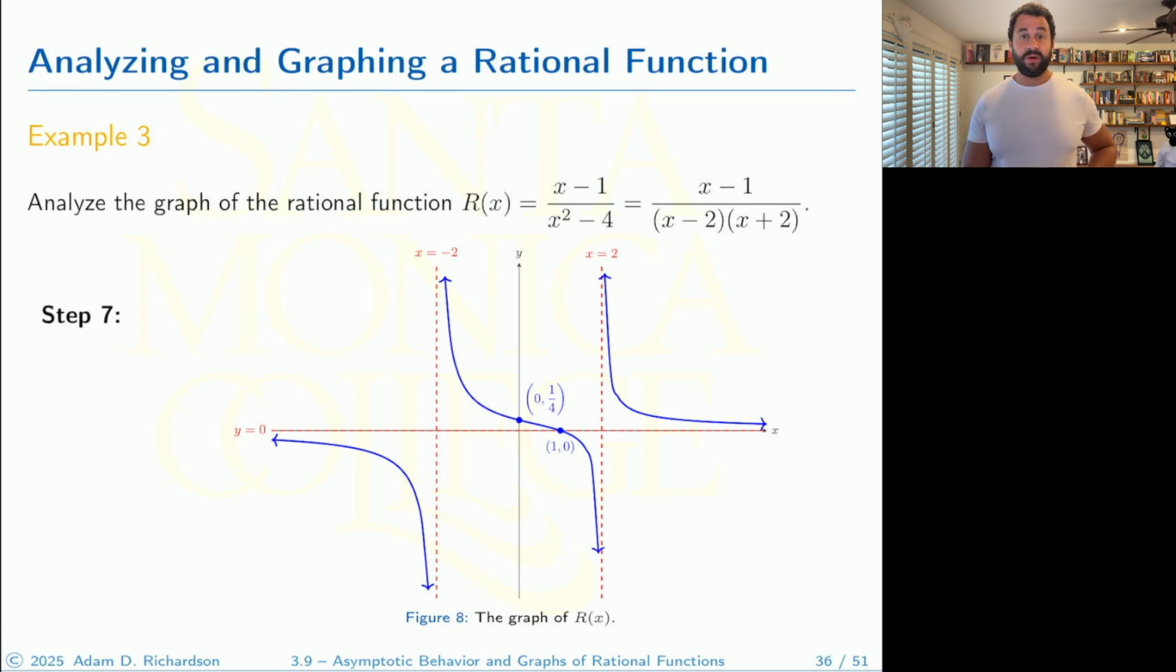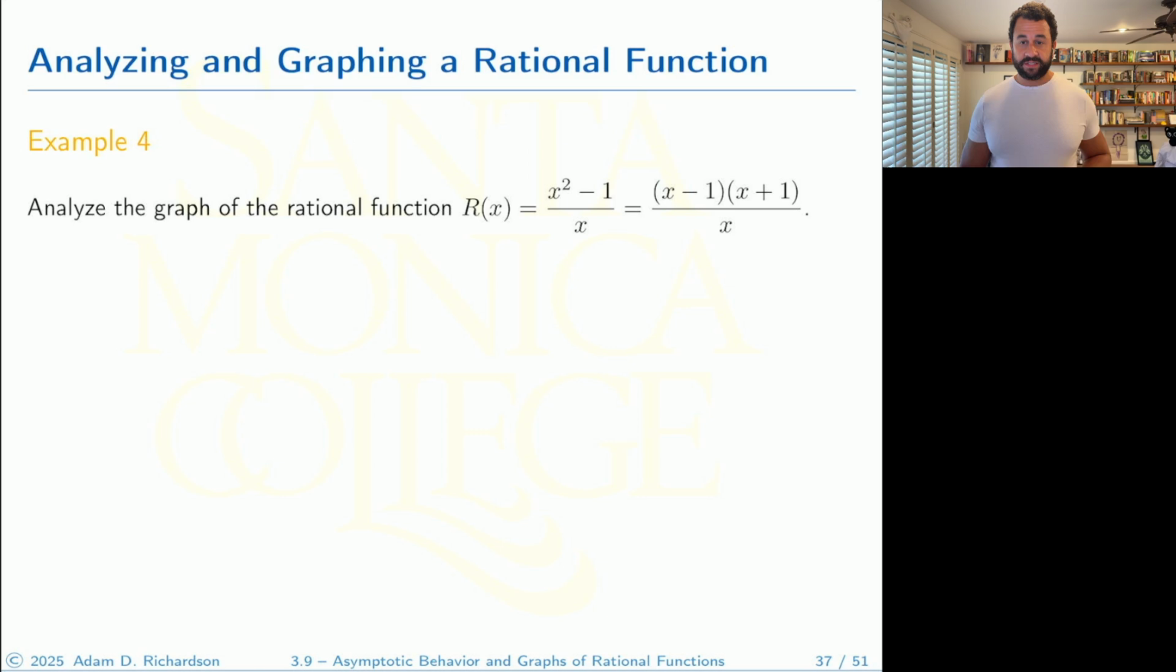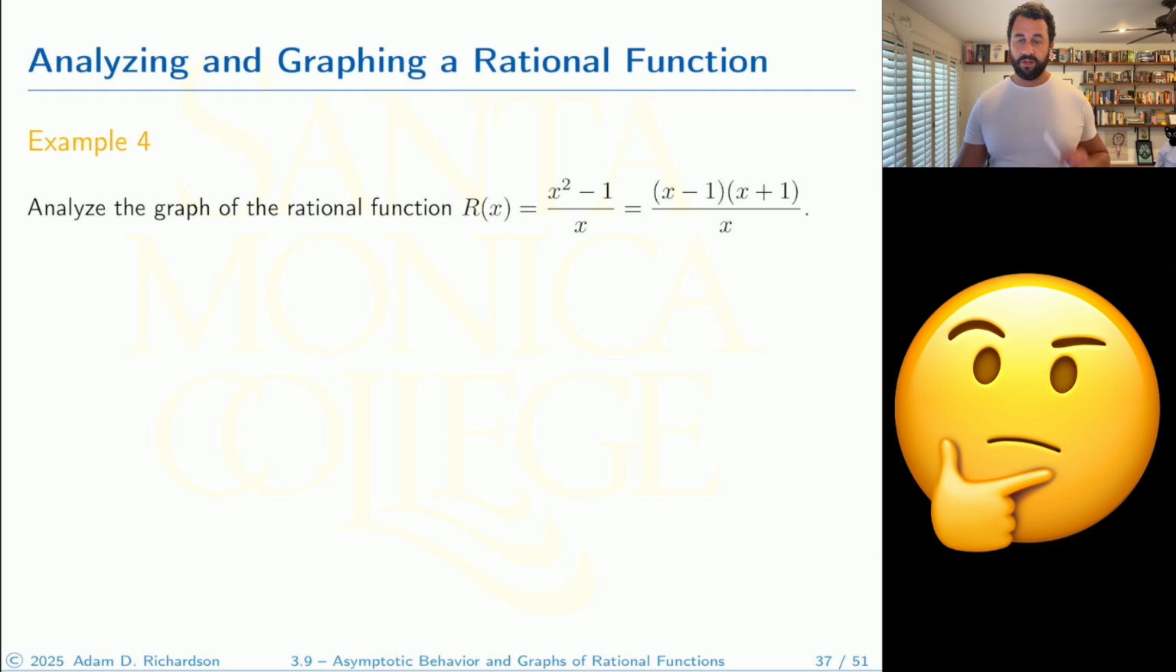Okay, let's do another example. Here's this one, and I want you to try this one on your own, and then we'll do it together, all right? So ponder it for a minute, just kind of look at it, look at the function itself, think about it for a minute.